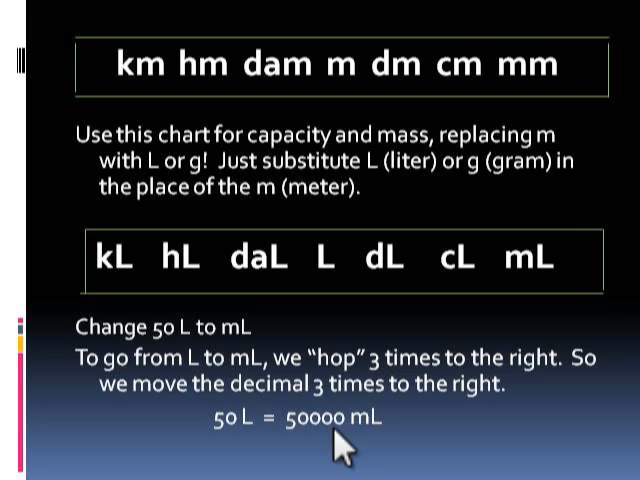So that's the shortcut. Instead of thinking of it as multiplying and dividing, we simply think of it as moving our decimal place. We're doing the same thing, just in a different way of looking at it.